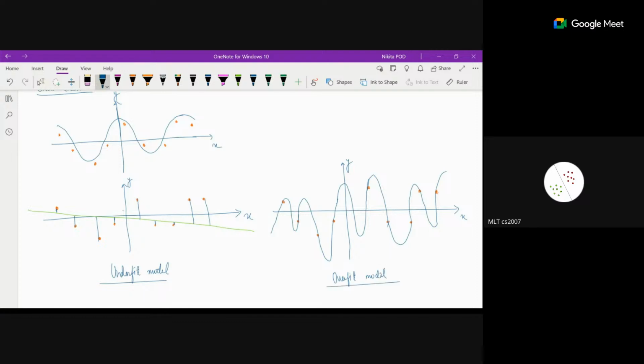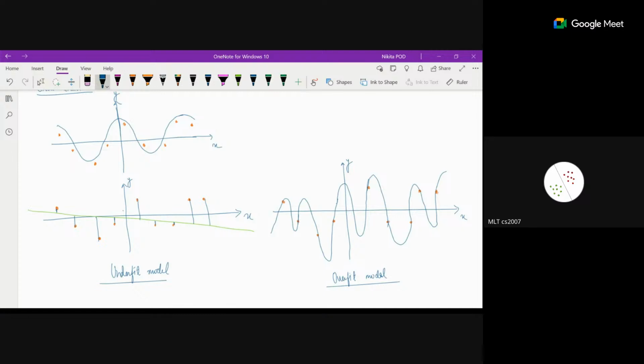So these are my overfit models, and this is my underfit model. An underfit model is when you are missing out on the structure, thinking it is noise, and an overfit model is when, in order to fit the structure, you are also fitting a lot of noise. So this is the difference between these models.